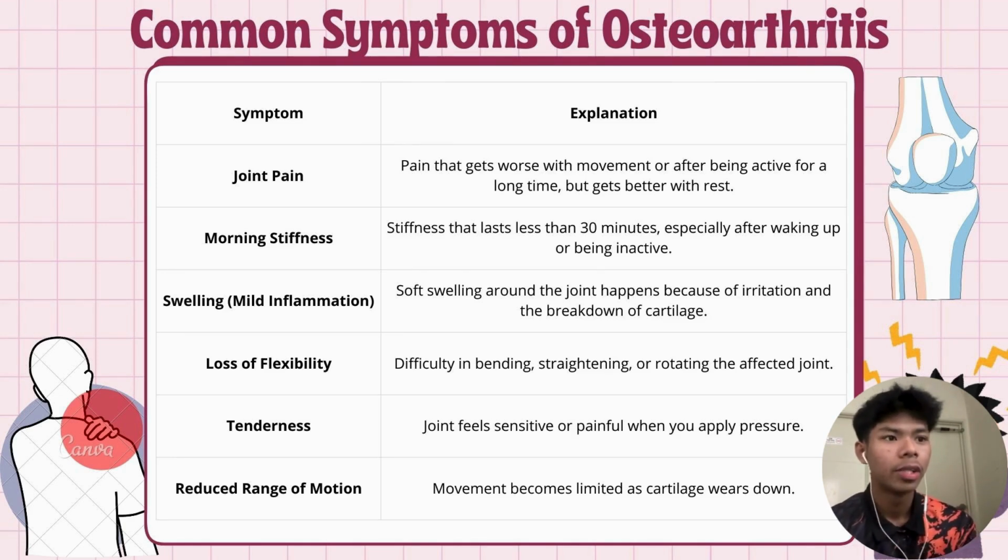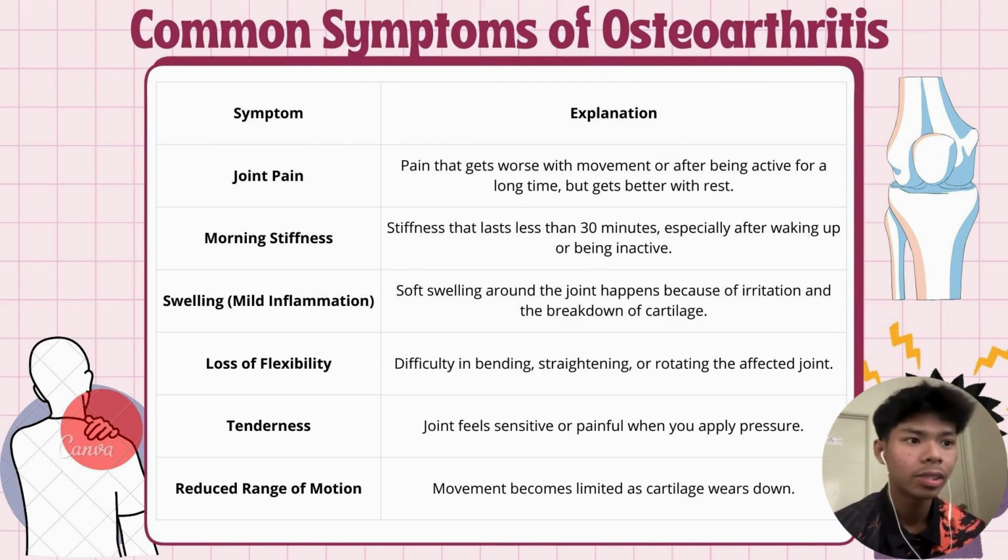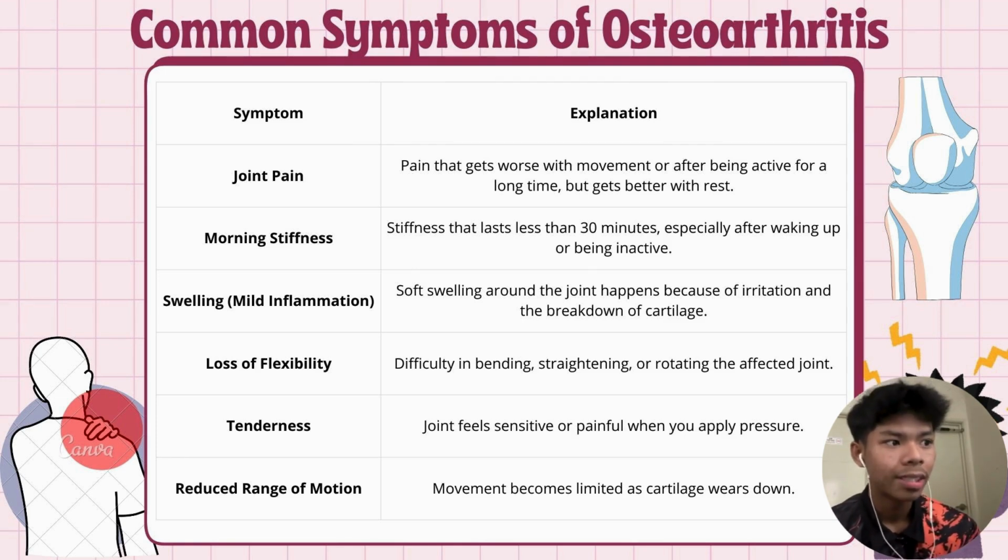Okay, next we got loss of flexibility. Difficulty in bending, straightening or rotating the affected joint. And then we got tenderness. Okay, so the explanation is the joint feels sensitive or painful when you apply pressure. Okay, and then the last one is reduced range of motion. So the movement becomes limited as cartilage wears down.